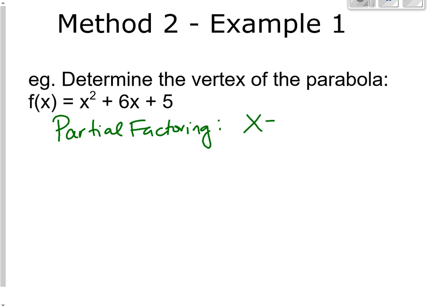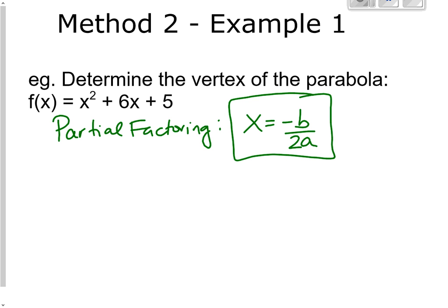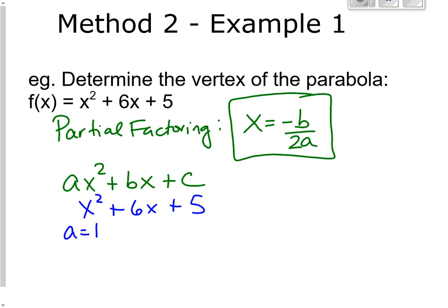So we have x equal to negative b over 2a. This is going to be our big formula that we're going to use in order to find the vertex. The value in front of your x squared is considered to be a. The value in front of your x term is considered to be b, and your constant is considered to be c. So in the expression x squared plus 6x plus 5, a is 1, b is 6, and c is 5.